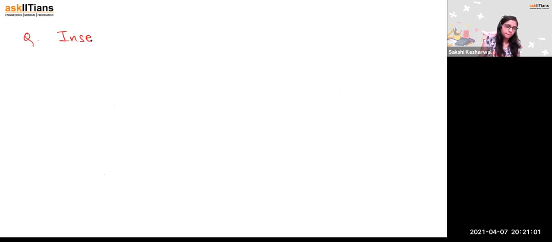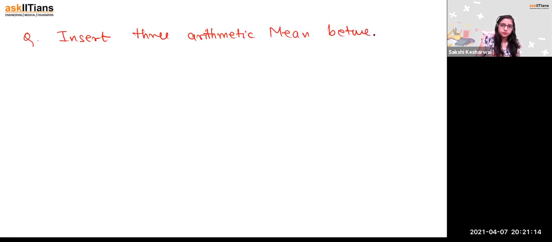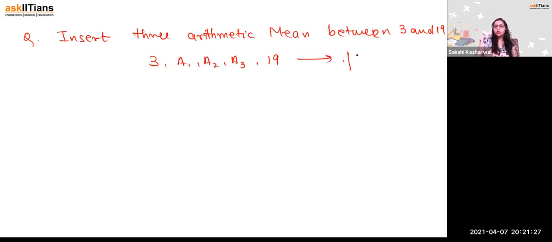Insert 3 arithmetic means between 3 and 19. Just see this. Now you have to insert 3, that is A1, A2, and then A3, and 19, such that it forms what? It forms an AP, right? It forms an AP. So how are you going to do the solution?